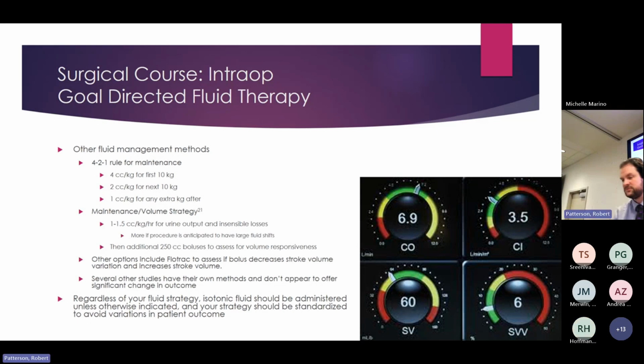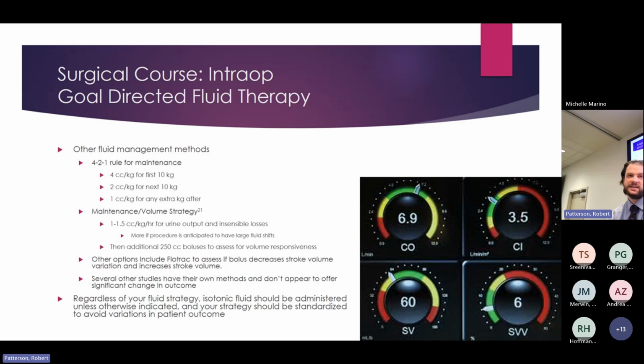Yes, the bolus does work via real time. Many studies, though, have their own methods, but overall, there's not a specific superior fluid management strategy. With that being said, you should always keep in mind you should be using isotonic fluid unless otherwise indicated.